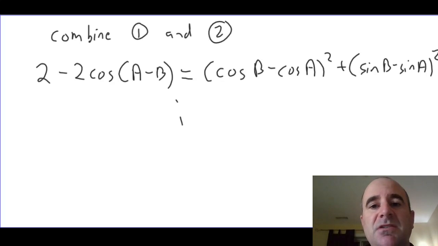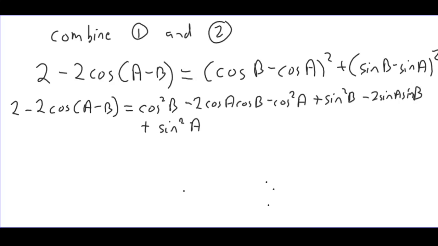So the first thing we're going to do, we're going to take this right side, and we're going to expand it. And it's going to get a little bit long. Well, let's see what we get here. And there you have it. Now all I've done here is taken cos B minus cos A squared, and I've used FOIL to expand it.